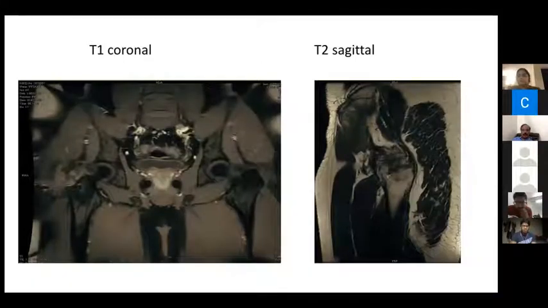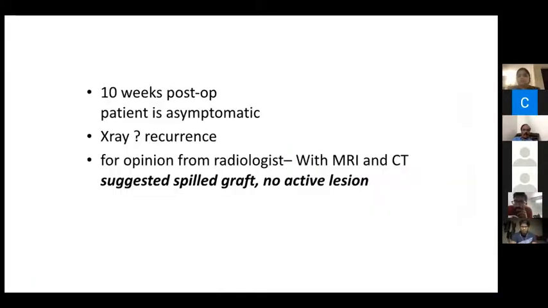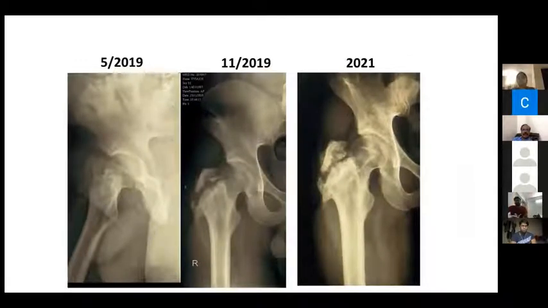Okay. And this was the picture. And what we got was the opinion from the radiologist: this is a spilled graft, and possibly that site has got fractured and it has not united. So this is over the time this has happened. This is the last X-ray that we have.